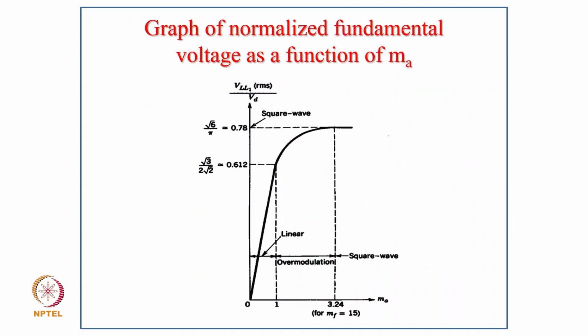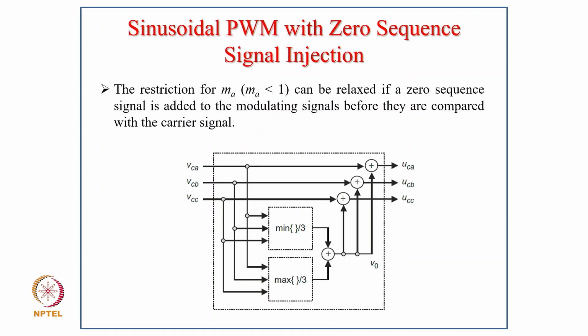This is typically how the modulation index goes for a given frequency modulation ratio: up to 1, it is only the linear variation, and you can see how it goes to the square wave for typically above MA equal to 3.24. So now coming to the restriction, coming to sinusoidal PWM with zero sequence signal injection.